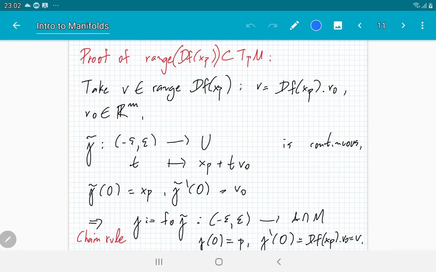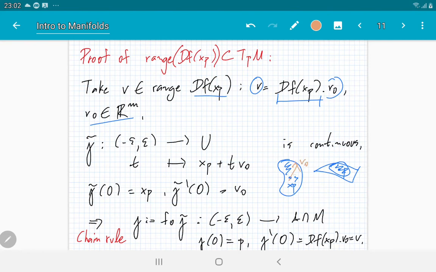So, take a vector v in the range of the derivative. That means that v is the image of some v_0 contained in R^m by this linear transformation. Of course, let's go back to the world of parameterization. Here I have x_p. I'm going to try to draw the manifold here with a point p. And this is the set, more or less parameterized by this guy. Here I have my vector v_0. I'm just going to take the straight line that passes through x_p. And it's well defined for epsilon small enough, right? It lies inside the set here.